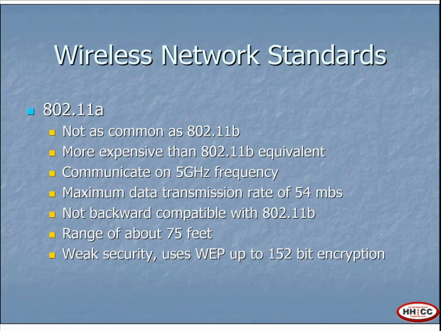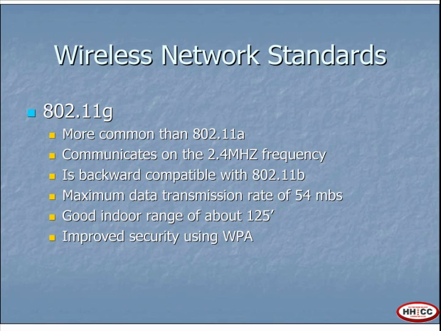The next standard is 802.11a. It's not as common as 802.11b. It's quite a bit more expensive than 802.11b. It communicates in the 5 gigahertz frequency, which is the higher consumer frequency that some cell phones and consumer electronics are using. However, it's less crowded. The maximum data transmission rate is 54 megabits a second. It's not backward compatible with 802.11b, however, and its range is only 75 feet. It also shares weak security as it uses WEP encryption also.